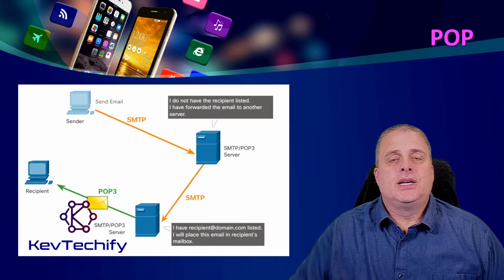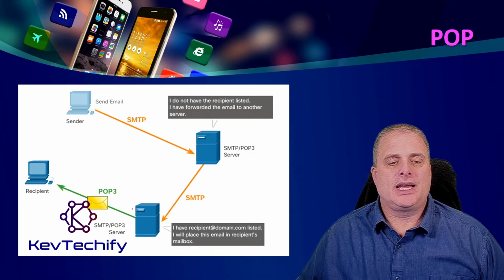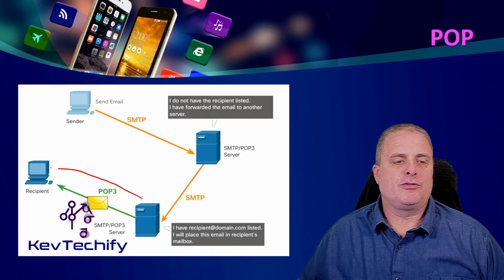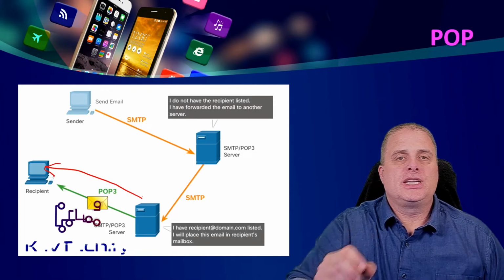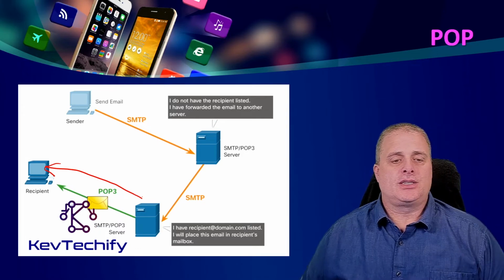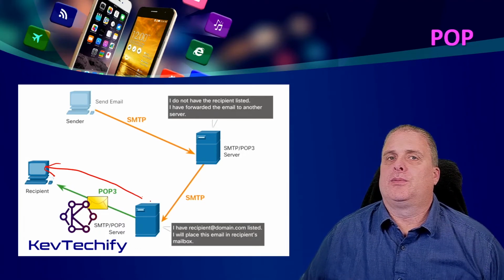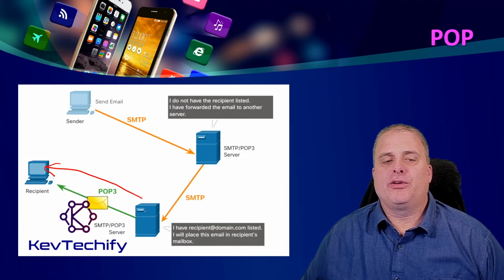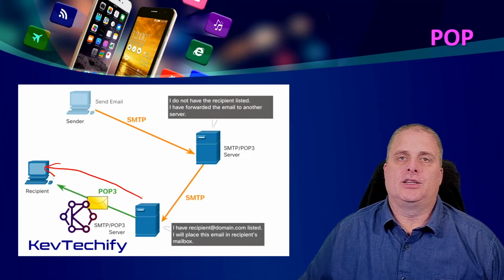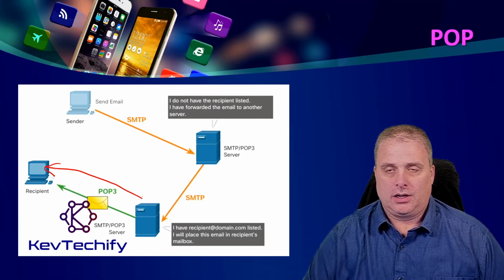What POP does is that it actually downloads that information. It pulls that information off of the server, puts it on the recipient's device, and basically erases it from the server. It removes that email from the server and puts it on the client. It is no longer on the server.